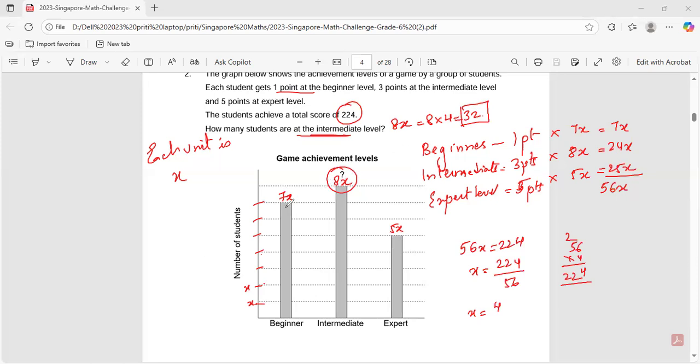You can actually cross-check your answer. The number of students: 7x, so that is 7 times 4, 28. This is 32, and this is 20. If you see, 28 beginners give 28 points. 32 times 3 is 96 points. And expert is 20 and expert is 5 points, so that is 100 points. If you add it up, that's 224 points. So it's tallying, which means my answer is correct. The answer for question number 2 is 32.